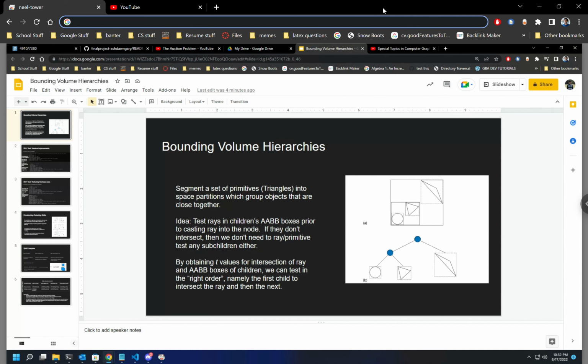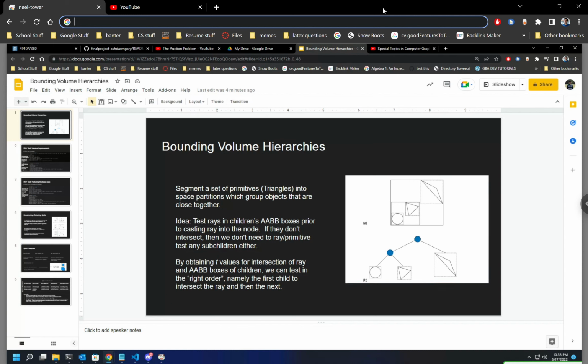So when we cast a ray and it doesn't intersect with the bound of one of these nodes, we can immediately eliminate the whole subtree and all triangles within it, and go on without having to consider all those triangles individually.